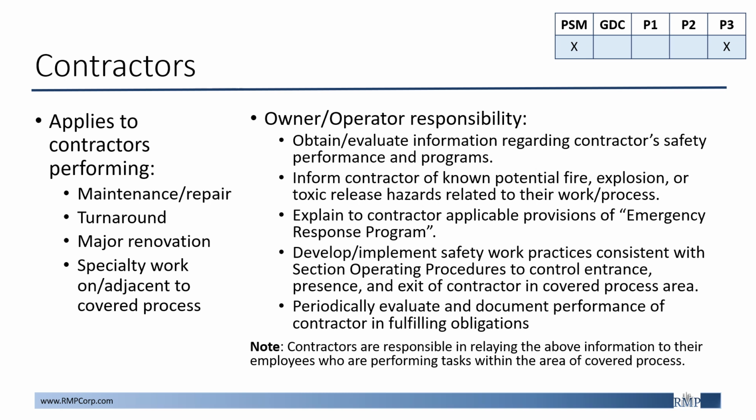The following are responsibilities for the owner or operator: to obtain valuable information regarding the contractor's safety performance and programs, to inform the contractor of known potential fire, explosion, or toxic release hazards related to their work or process, to explain to the contractor applicable provisions of the emergency response program, to develop and implement safety work practices consistent with the section operating procedures to control the entrance, presence, and exit of the contractor in the covered process area, and to periodically evaluate and document the performance of the contractor in fulfilling these obligations.